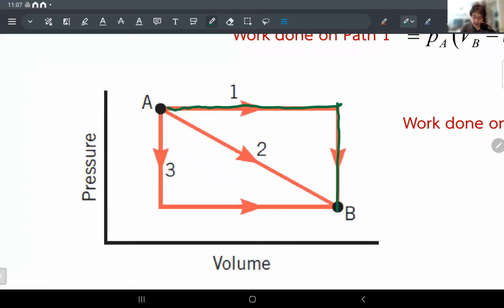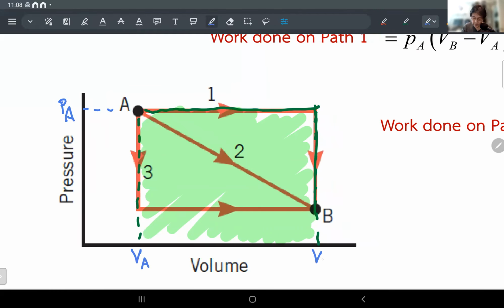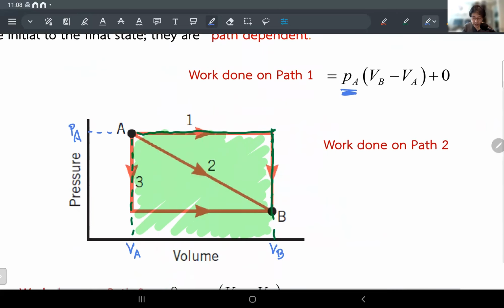So as you can see, the only portion that will give you some area under the curve is only the horizontal part of this path number 1. And the amount of work done that you're going to get is just going to be the area under the curve right here. I'm highlighting green right now. From here, you can see, Ajahn, it's just a rectangular area. So if you can specify the pressure at point A, reading out from it, and there is the volume at point A, and there's a volume at point B. So the area under the curve will be just the width times the length. And that is going to be just PA, right? Times the width right here.